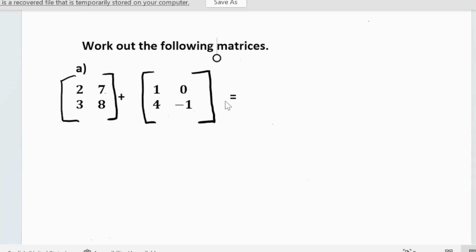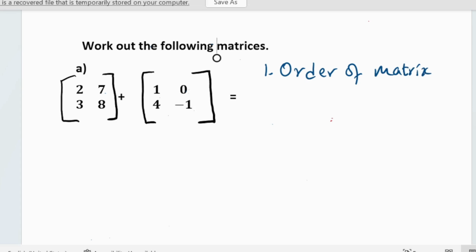And we have this matrix here. Before you start adding matrices, you need to know two things. The first thing you need to know is how to determine the order of a matrix.